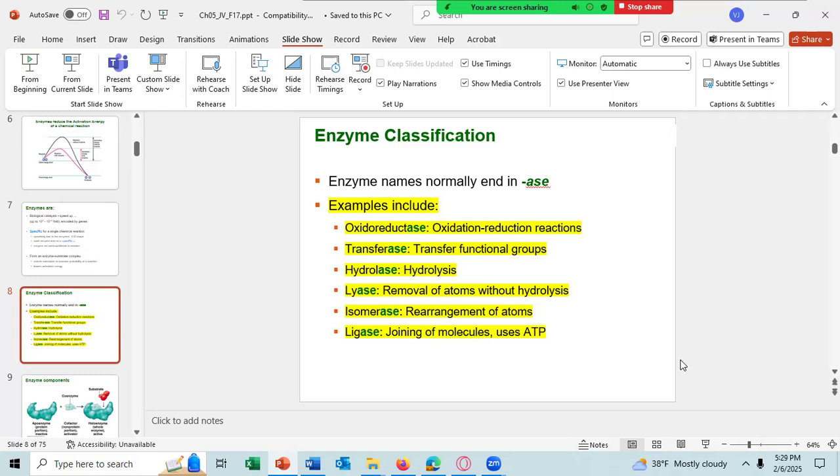ASE. So they usually end with ASE. And here's some reactions. Oxidoreductase is an enzyme. Transferase is an enzyme. Isomerase is an enzyme. Ligase is an enzyme. I think we've already talked about catalase, an enzyme that changes hydrogen peroxide into water and O2.